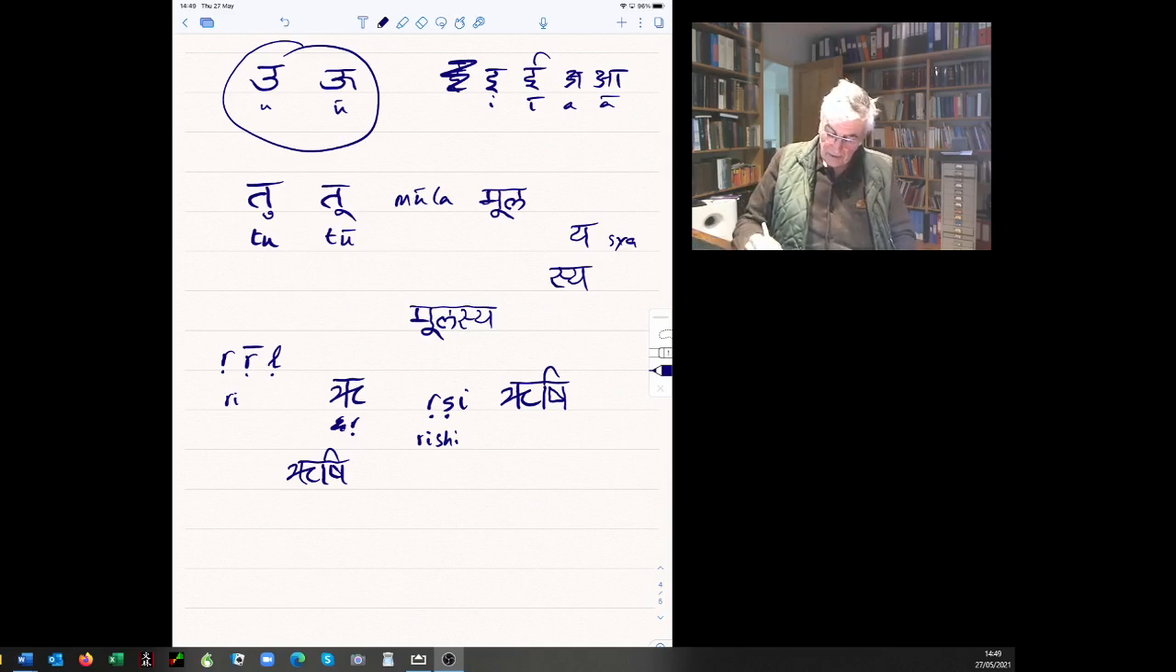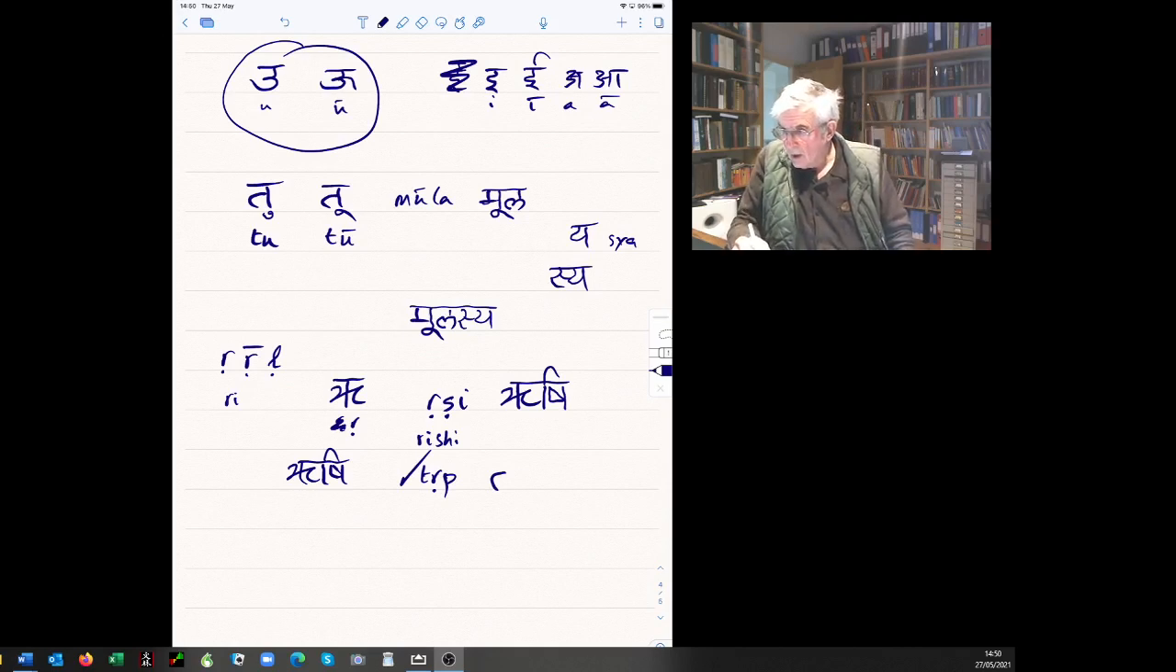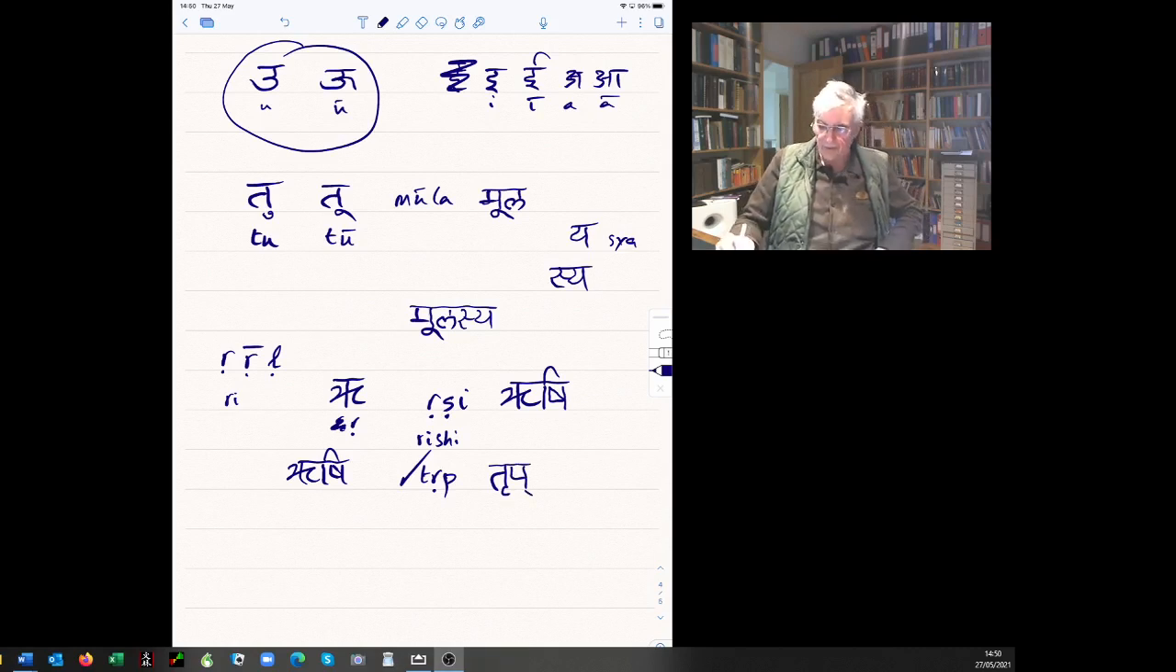For the r following a consonant, it's much easier. I'm going to write for you the root trup, meaning satisfy. Here we have, as usual, our characteristic part of the t, and the r is written as a little hook at the bottom, like a tiny little C. That's the r. Then there's a p there. Put the virama, so it's not trupa, just trup. So that is trup.